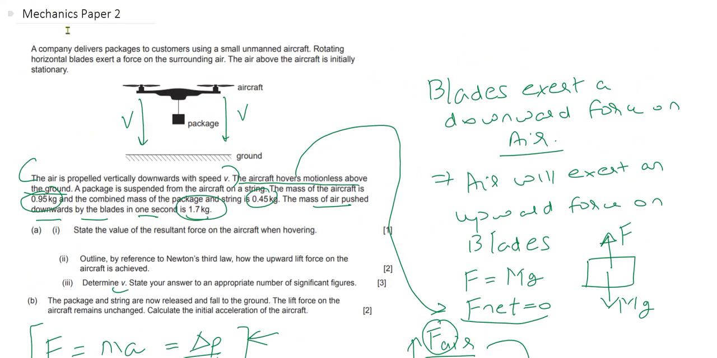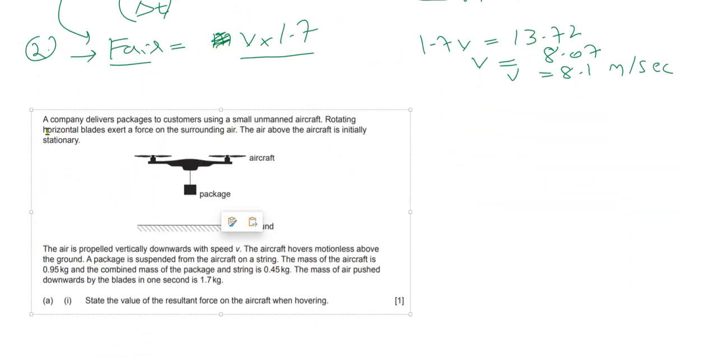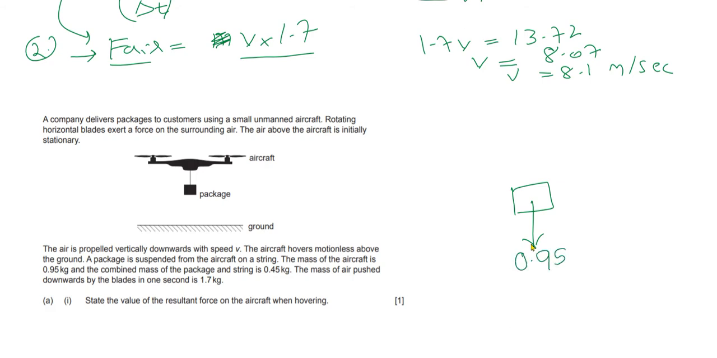Okay, now Sheldon, let's move to the first approach of yours. Initially you solved this question A1 and told me you had some non-zero value. So let me do that again. Initially what you did was you had the mass of the aircraft as 0.95 and the mass of the string as 0.45, and then you checked that the mass of the air is 1.7. So if you check 0.95 plus 0.45, Sheldon, 1.4. Yeah, 1.4, and you have 1.4 down and 1.7 up.